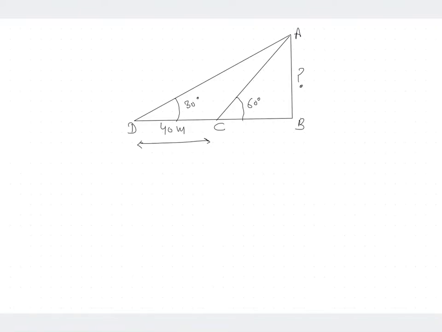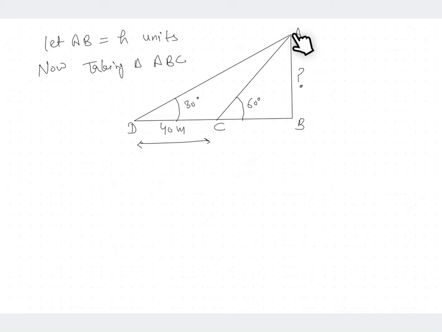So this is the figure in which we have to find AB. Let AB is equal to H units. So now taking triangle ABC. So I am talking about this triangle A, B and C only. In this we will find out what is AB according to that.